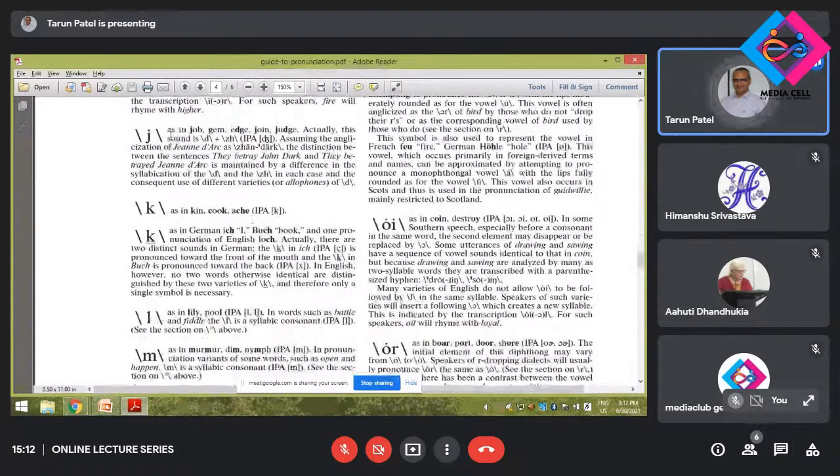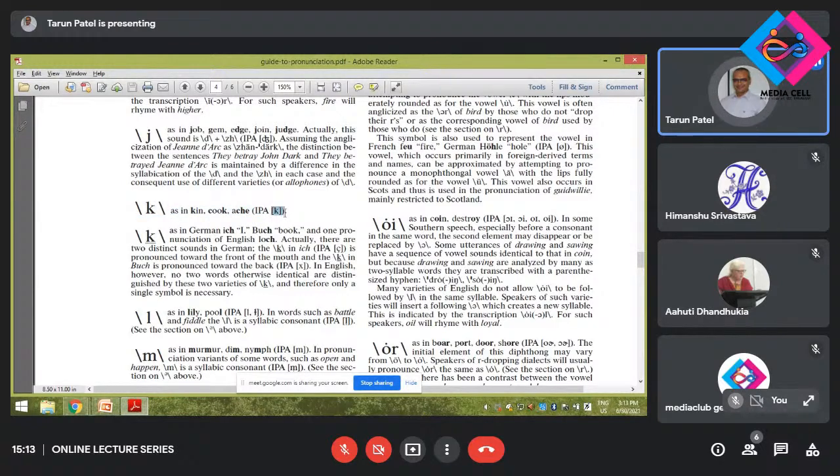J as in job, jam, edge, join, and judge, right? So the J is like d-zh, as we read the J, whether we have judge or join or jingle. So assuming the anglicization of gender, the distinction between the sentences "they betray John Dark" and "they betrayed Jean Dark" is maintained by a difference in the syllabification of the d and j in each case. Same as in kin, cook, and ache.